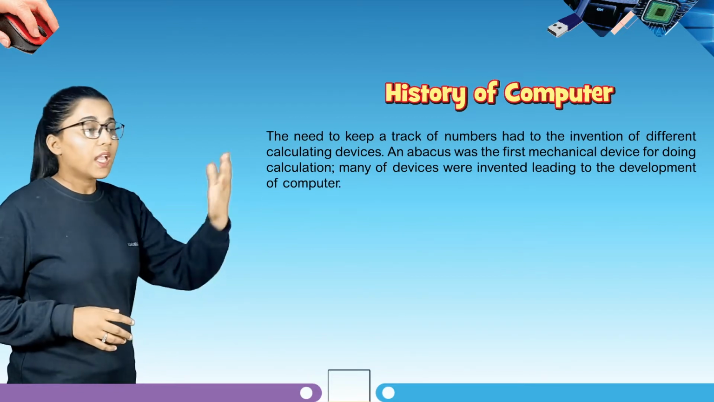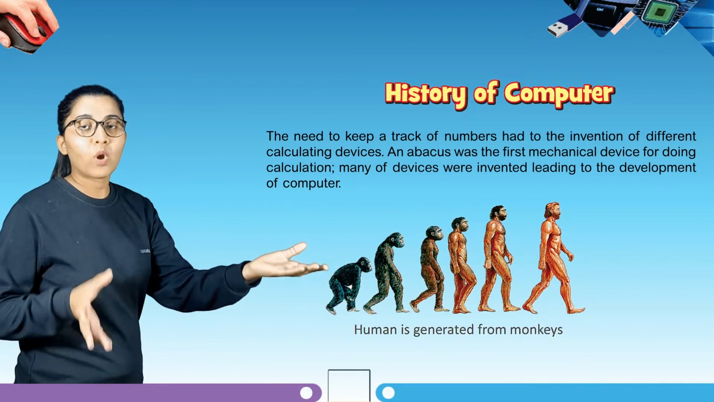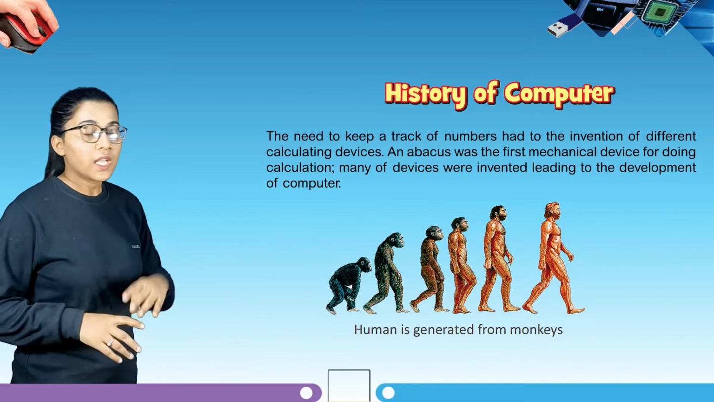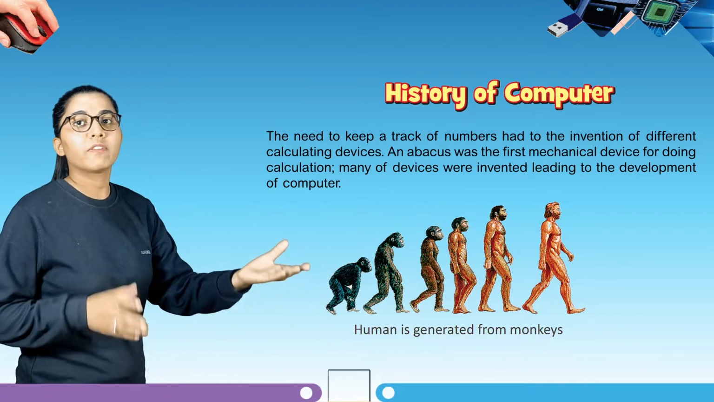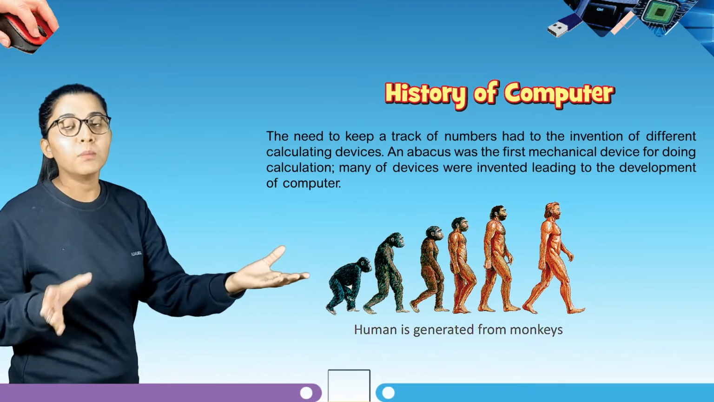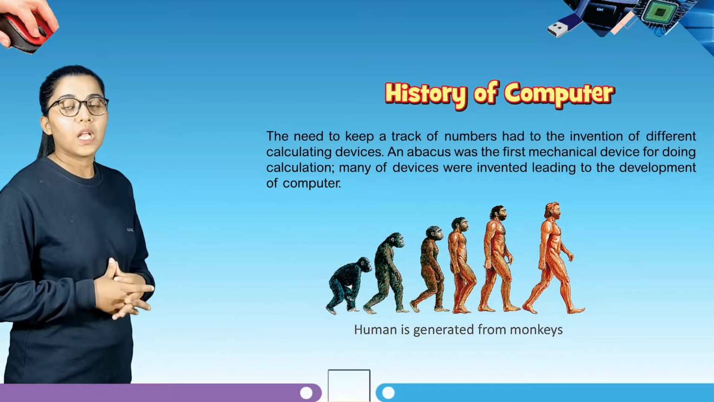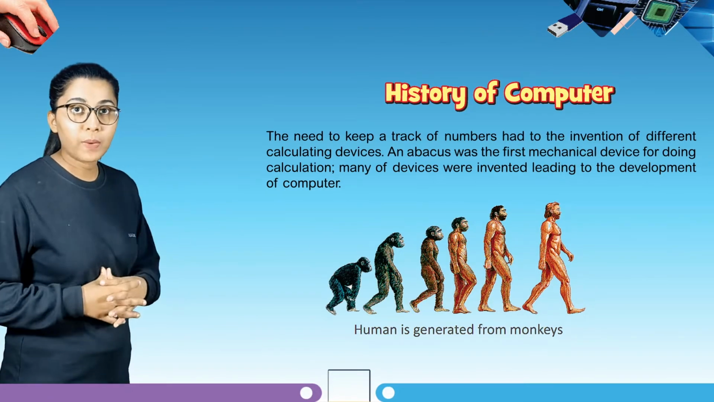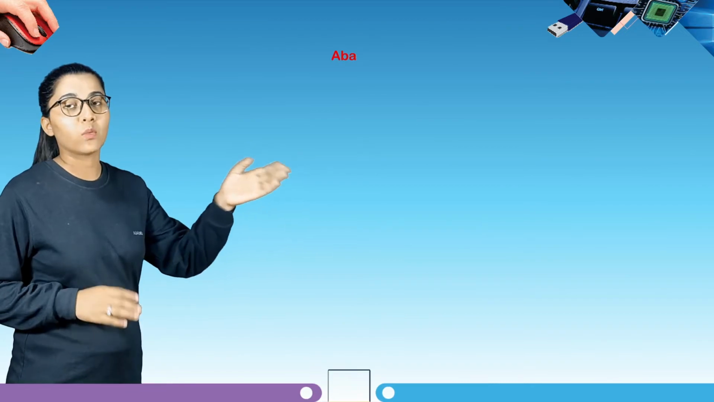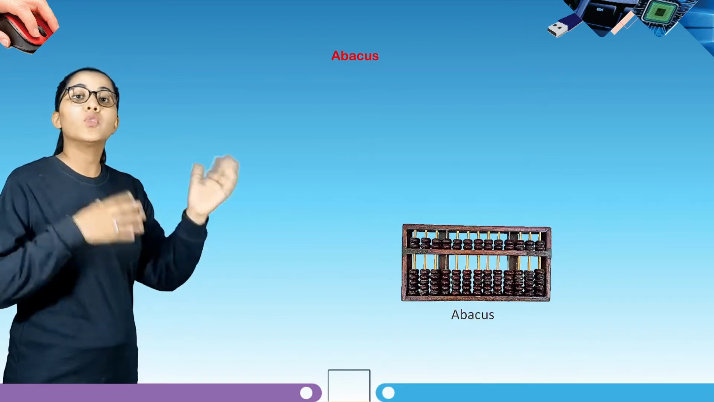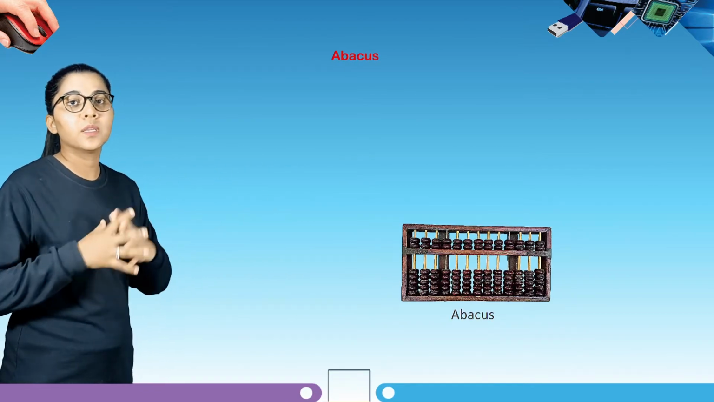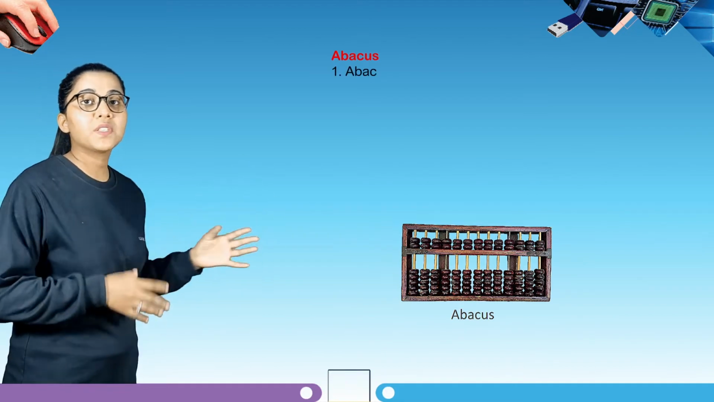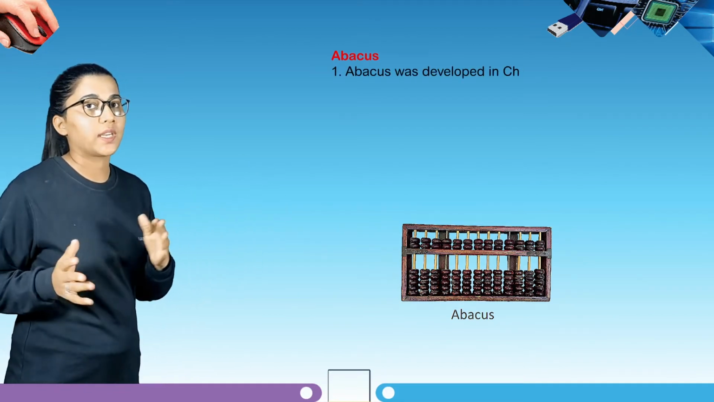So students, here you can see the development of a human. So students, here you can see the process of human being generated from monkeys. Now students, let's learn about abacus in detail. What is abacus? What is the use of abacus? Let's learn about it. So, abacus was developed in China.